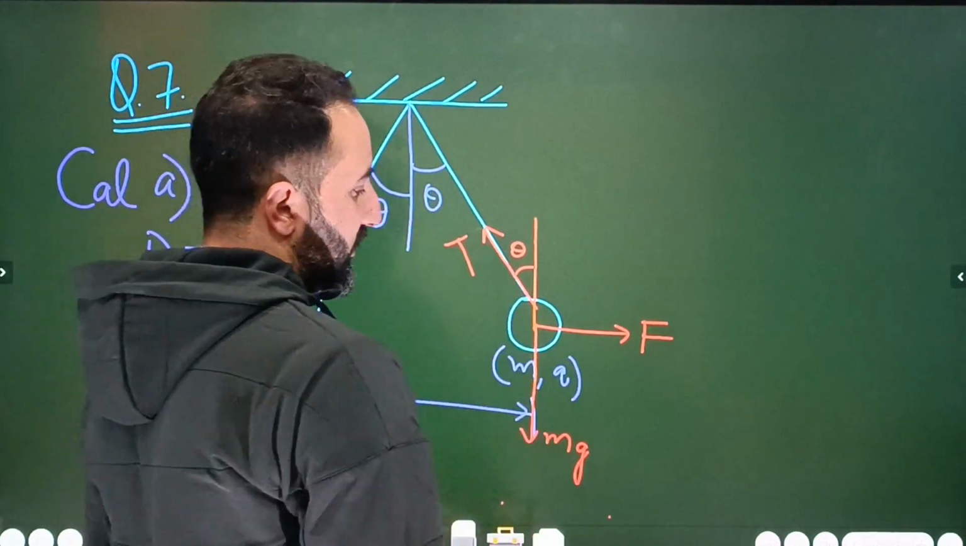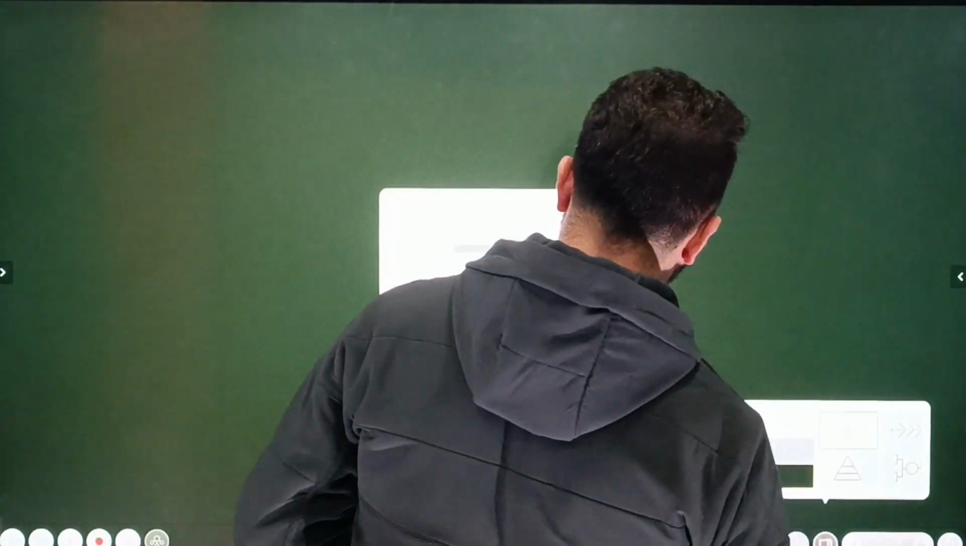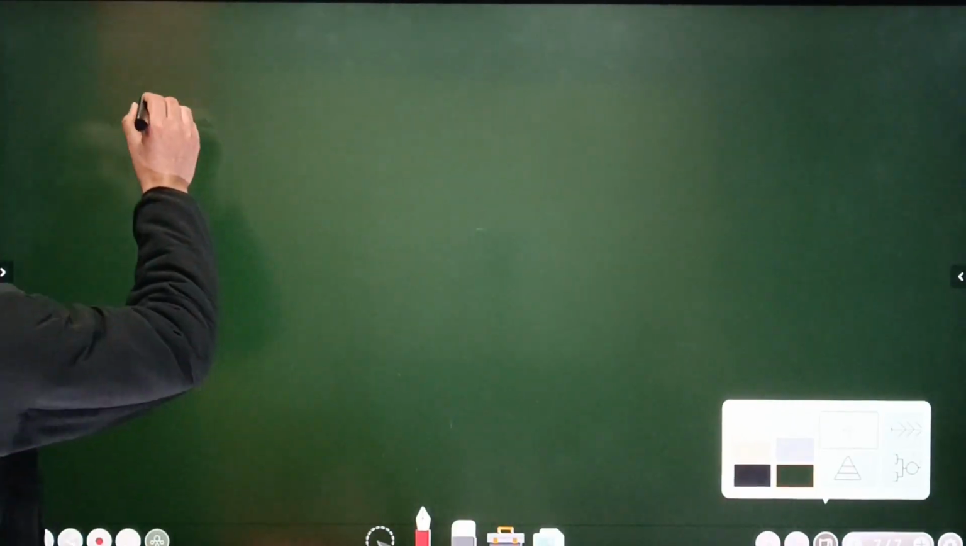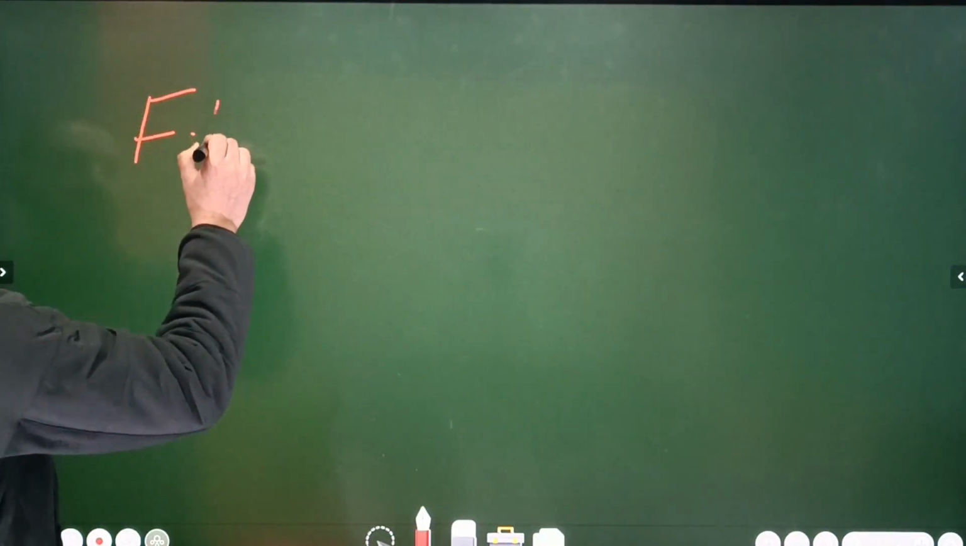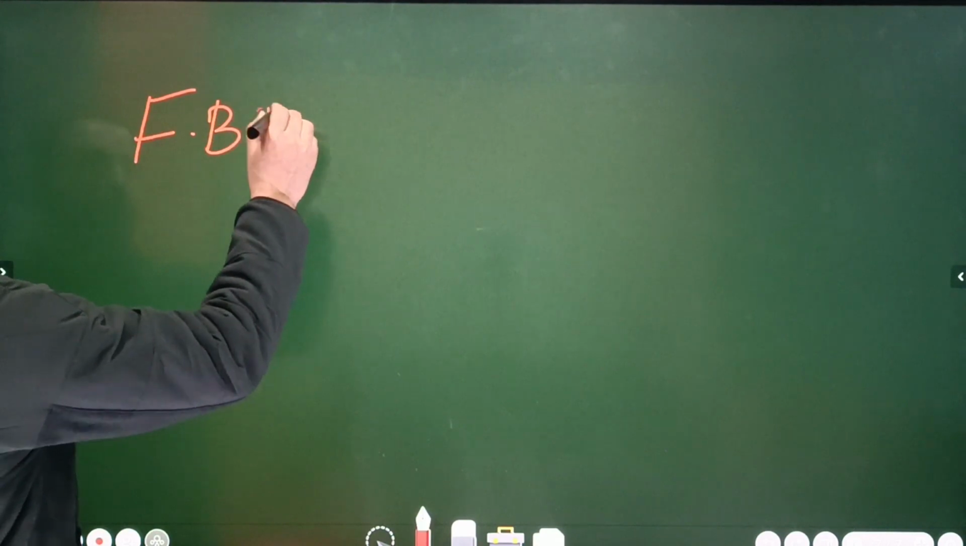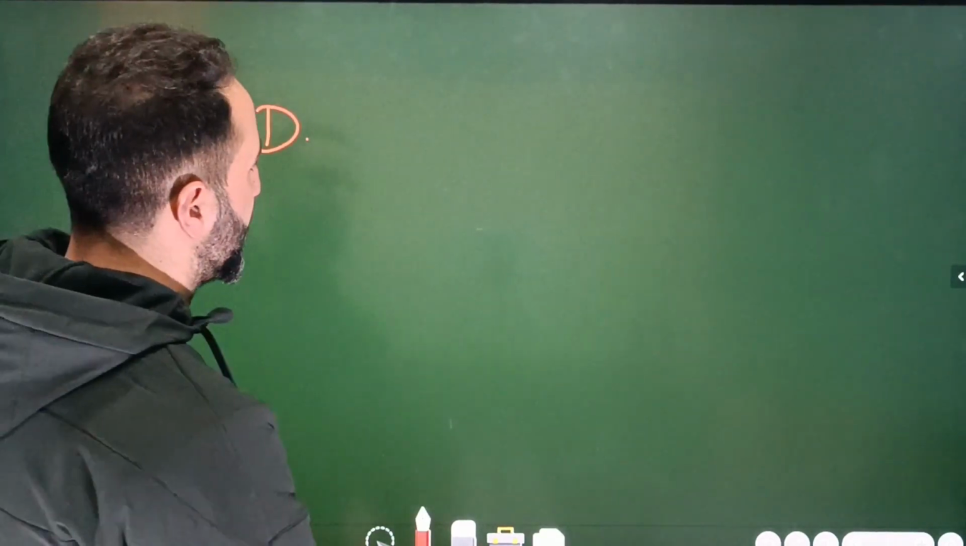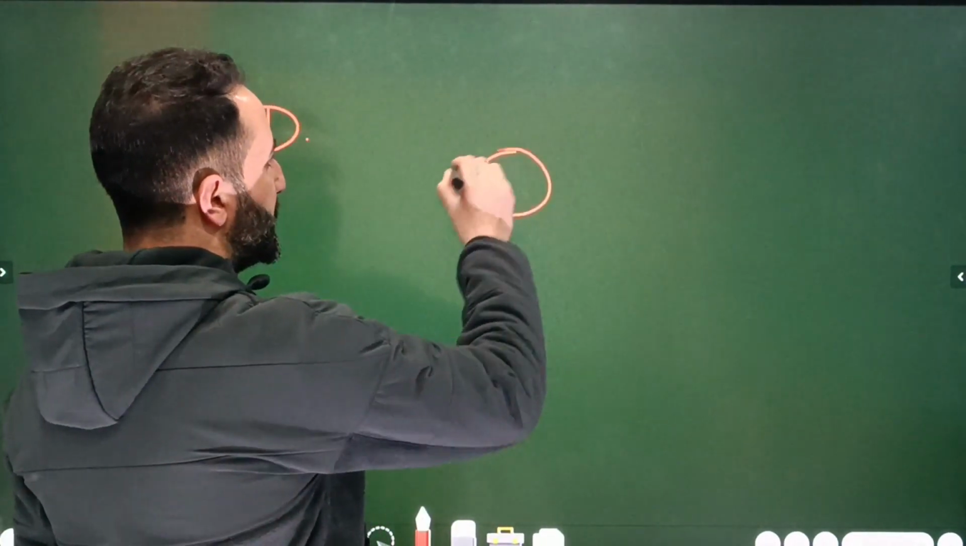So I will make what we call a free body diagram. Here I'll be constructing a free body diagram, FBD, for what? For one particle. So I'll be constructing a free body diagram for the one particle. So here we have this particle.